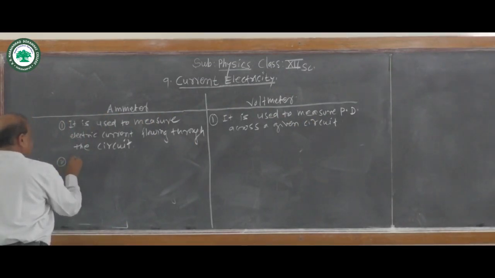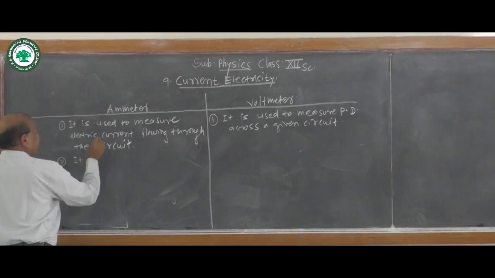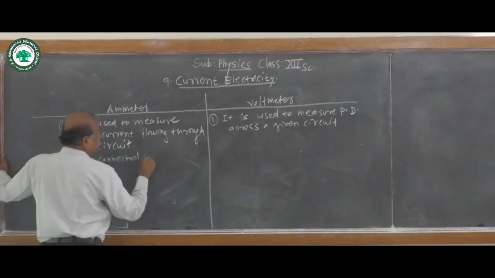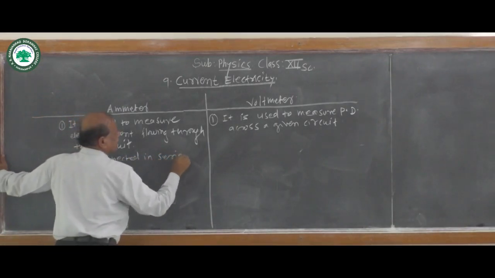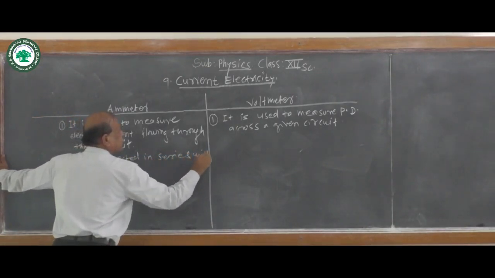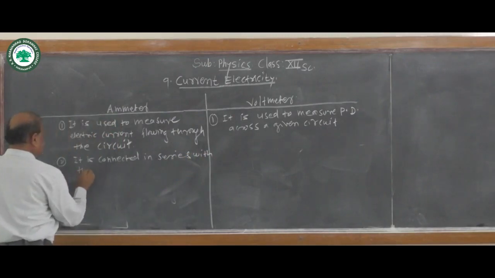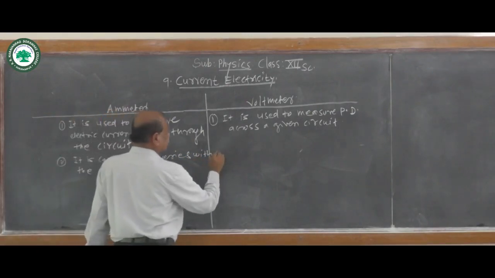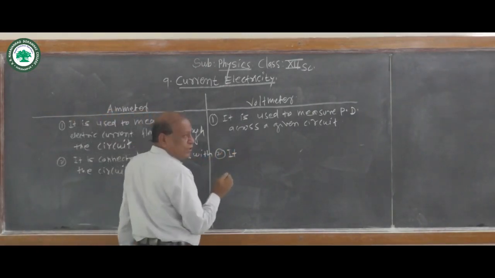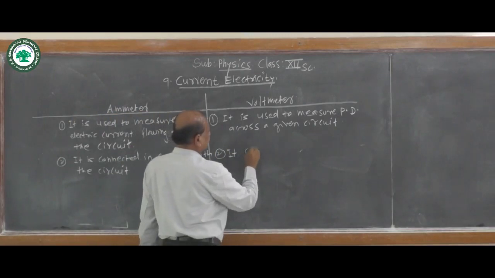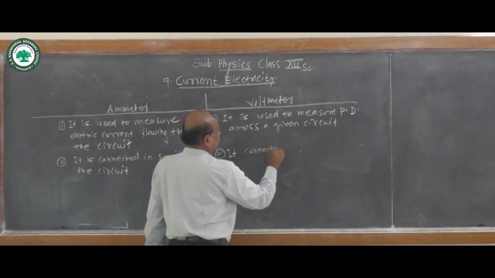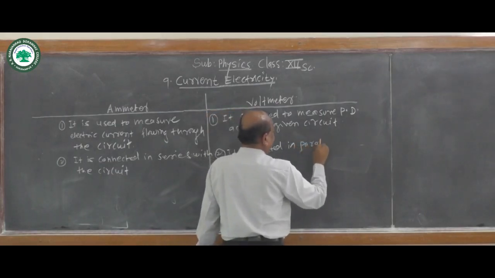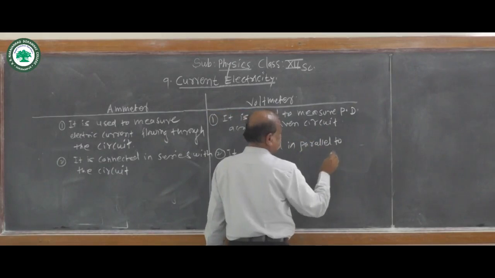Second one, the ammeter is connected in series with the circuit. Now here, second point, the voltmeter is connected in parallel to the circuit.